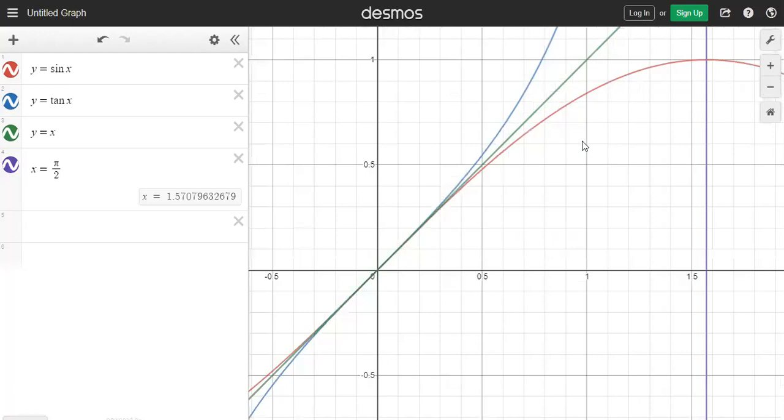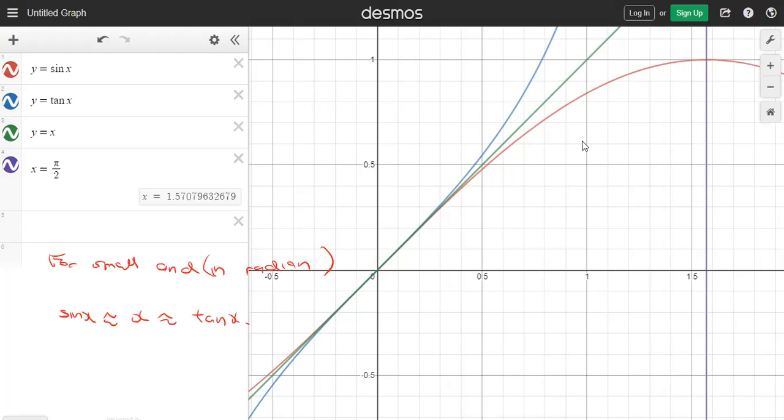So what we are saying, and I'm going to write this on the left-hand side, but you can hopefully see this quite clearly from our graph. For x small and in radians, so remember, this is in radians, right? For x small and in radians, sine x is approximately equal to x, which is approximately equal to tan x. And the smaller you go, the better the approximation, right?